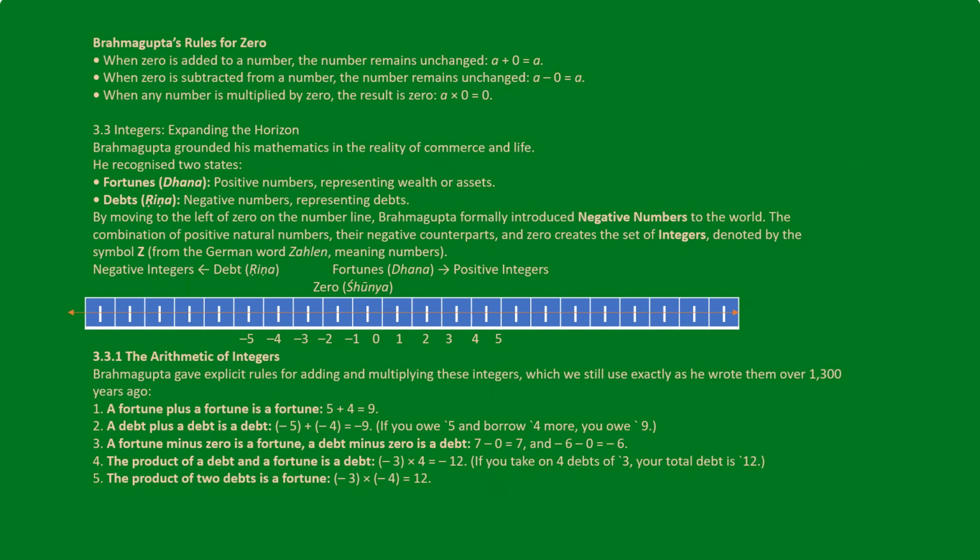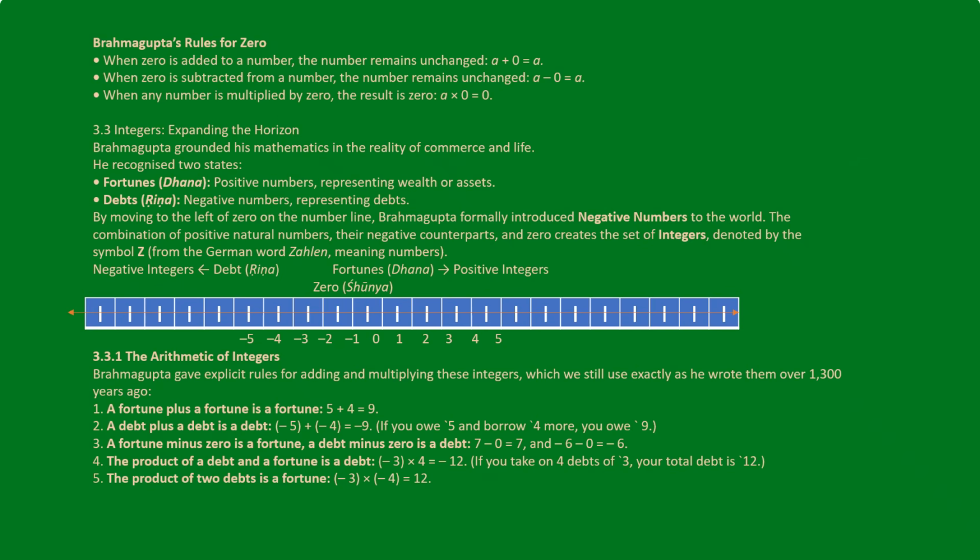Now let's look into the arithmetic of integers. How do the arithmetic calculations go about in terms of integers? A fortune plus a fortune is a fortune. 5 plus 4 is equal to 9, meaning a positive number added to a positive number always yields a positive number. A debt plus a debt is always a debt. Already you are in debt, you have taken some more debt, meaning the debt is more now. In mathematical calculations, minus 5 plus minus 4 is equal to minus 9.